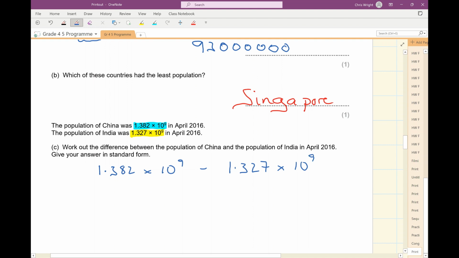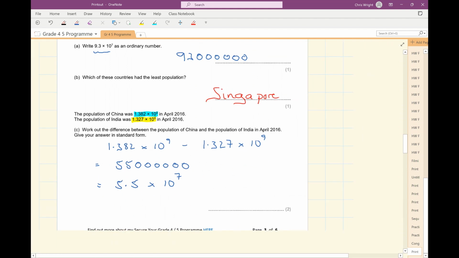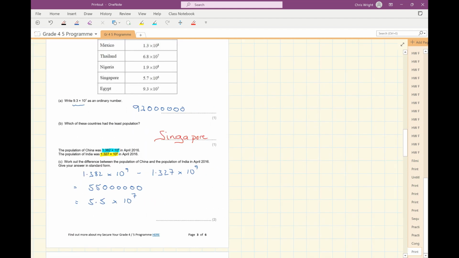Now, I think if I was doing this in an exam, probably the first thing I'd do is see if I could work that out on my calculator. 1.382 times 10 to the 9 minus 1.327 times 10 to the 9. Press the equals button, and I get the answer 55 with 6 zeros, 55 million. So all I need to do now is to put that in standard form. 5.5 times 10 to the 7. Okay, that is that question done.